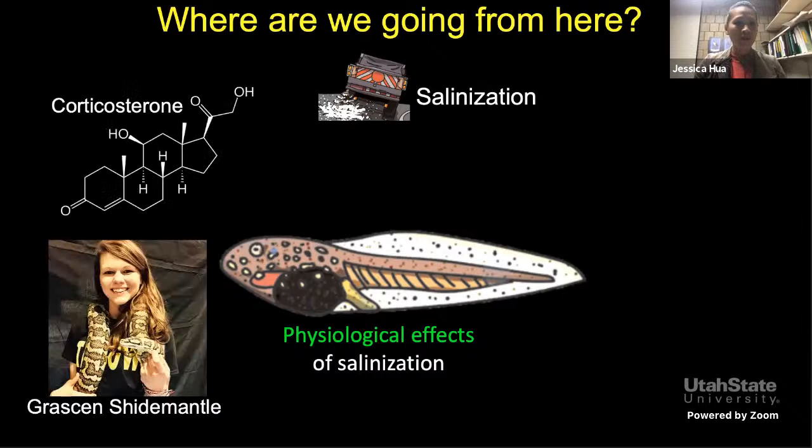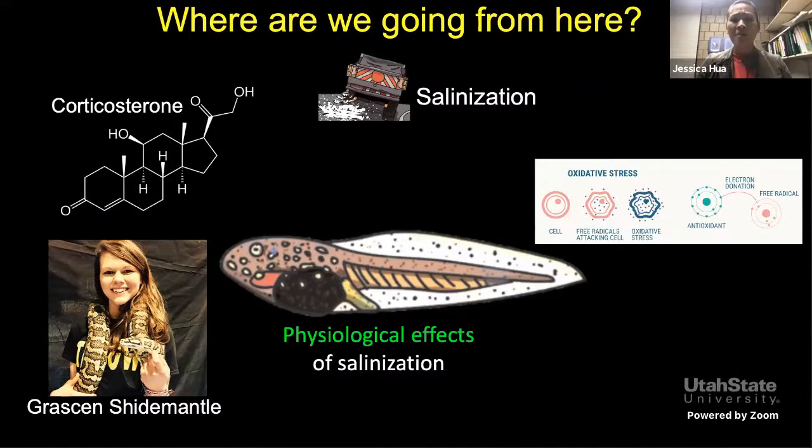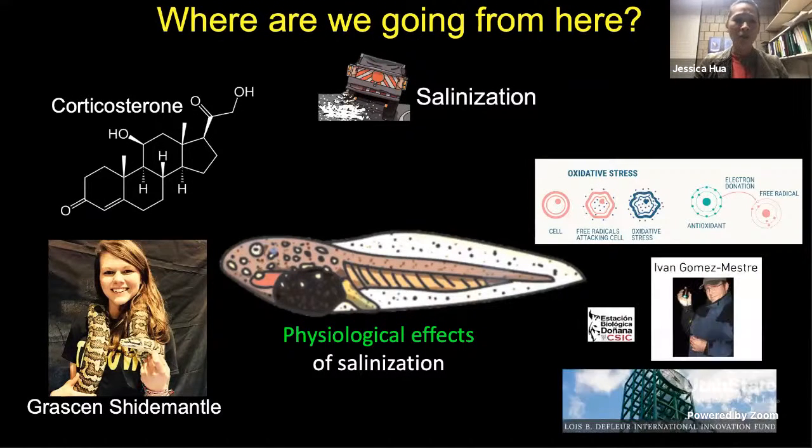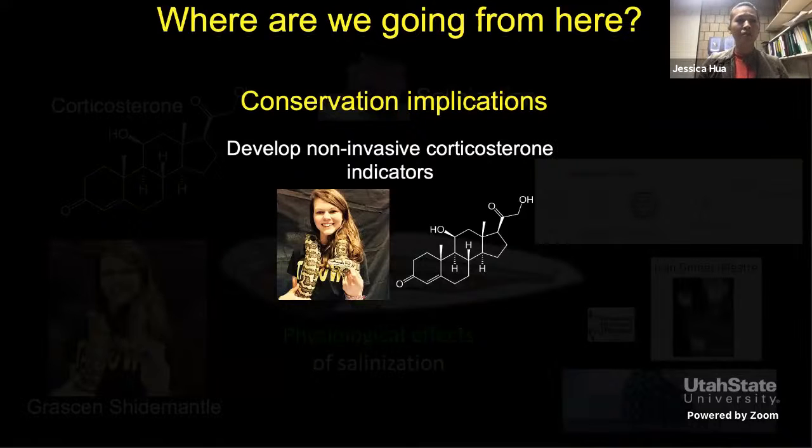And so one of my graduate students, Grayson Scheidmantel, has opened up new doors in our lab thinking about physiology. She's interested in measuring how the hormones of tadpoles that differ in tolerance might be looking. So corticosterone, she's interested in measuring oxidative stress metrics. Her work is in collaboration with Ivan Gomez Mestre in Spain. And ultimately, her goal is to understand and improve upon non-invasive metrics, corticosterone indicators, so that we might better pinpoint which populations are more at risk.